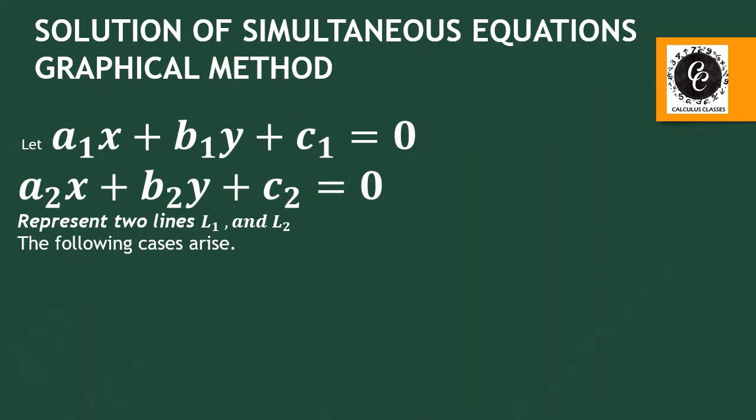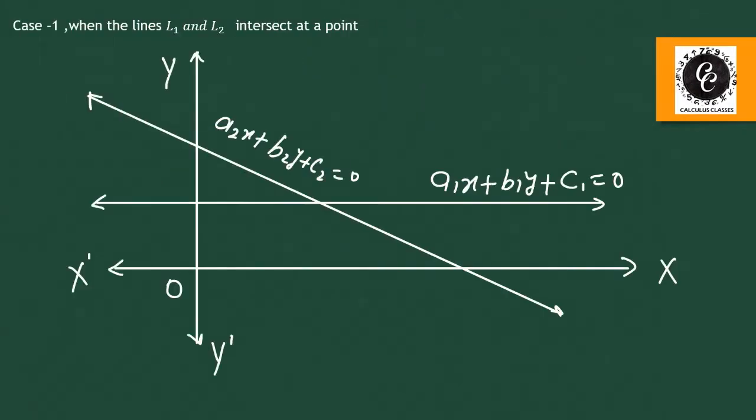As you know, the name of the equation is simultaneous linear equation. It means the geometrical interpretation of these equations will be lines. Suppose the first equation represents line L1 and the second equation represents line L2. We observe that there will be three cases when we draw the graph of these two equations. Here I drew the first case, when lines L1 and L2 intersect at a point.